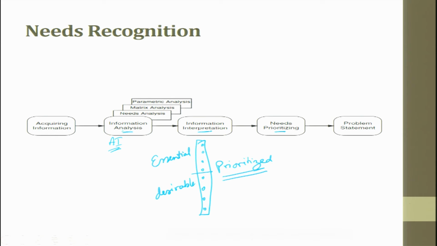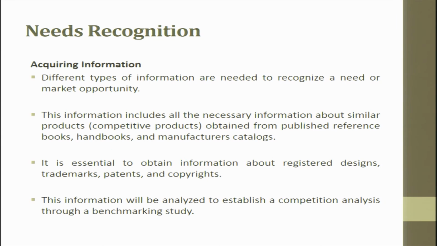So, desirable, if it is there, it is okay, but essential, it must be there. So, now we do the prioritization, and then based on this we try to identify the problem statement. So, acquiring information can be through conducting interviews, looking at the existing data, market survey, whatever is there, meeting people, talking to experts and asking experts' view, and then start developing a product. So, these are different ways.